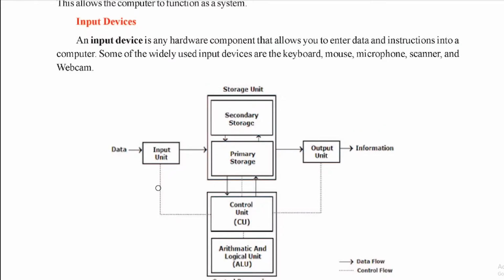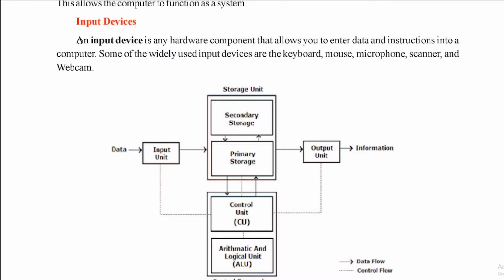First, what is an input device and what is the input unit? An input device is any hardware component that allows you to enter data and instructions into a computer. Some of the widely used input devices are the keyboard, mouse, microphone, scanner, and webcam. Normally for a computer to work, we need to provide data and instructions. These are provided using hardware devices that we call input devices.